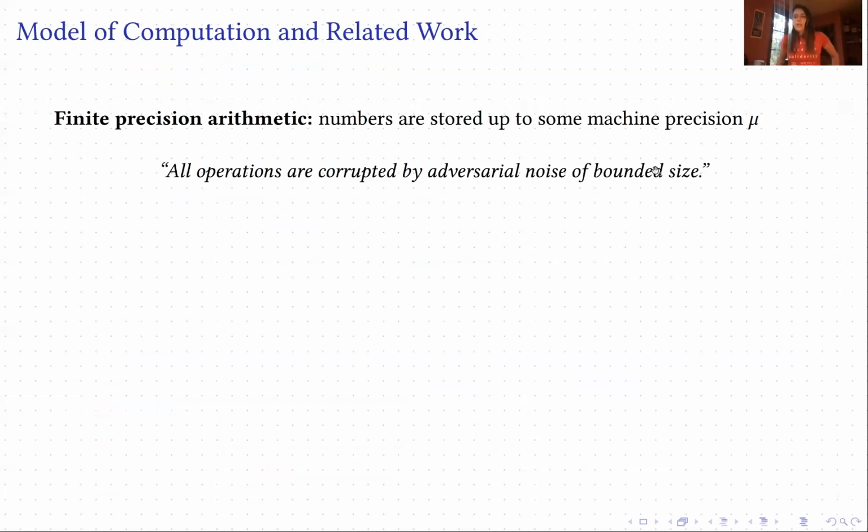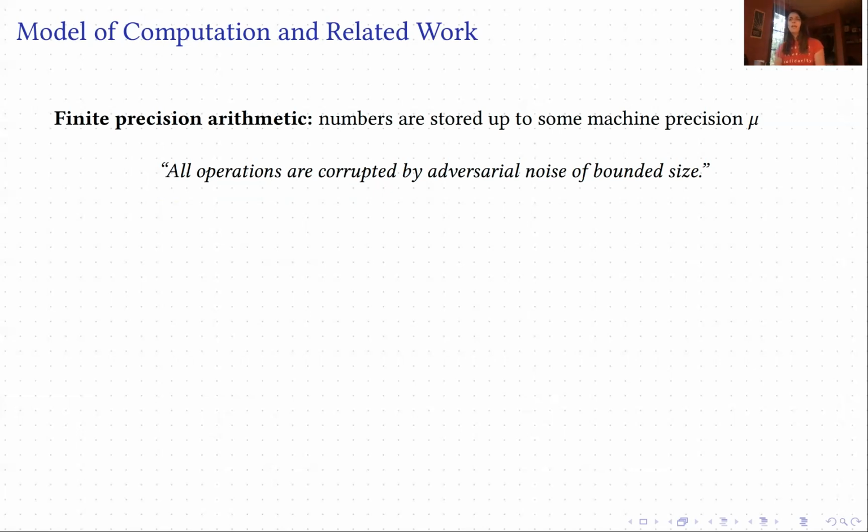We're going to work in the setting of finite precision arithmetic, which means that every number our algorithm sees is stored up to some machine precision mu. But instead of precisely analyzing the rounding that this model of computation entails, we'll take a pedagogical perspective that after every operation in the algorithm, an adversary can come in and make bounded size modifications to our data. And the size of these adversarial perturbations is controlled by this machine precision mu.